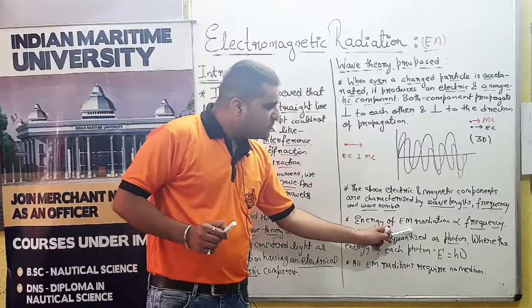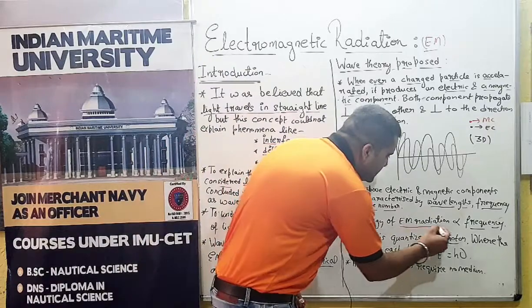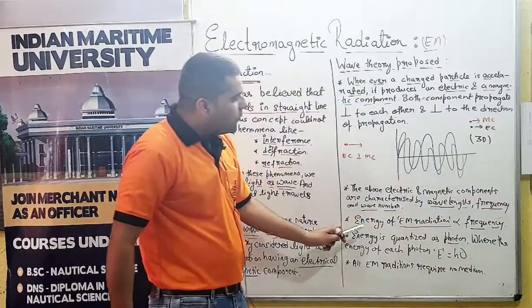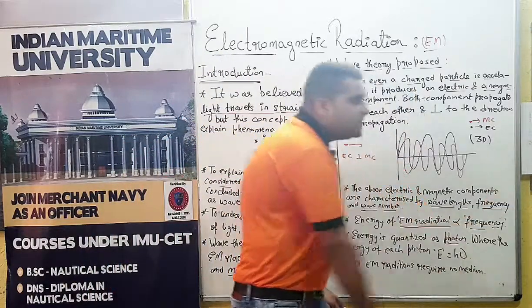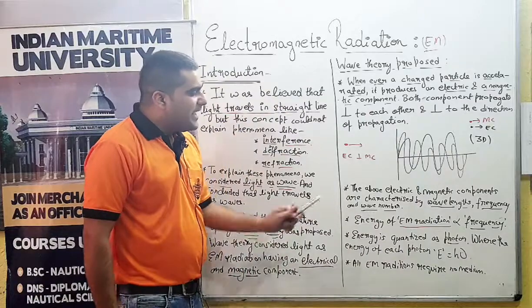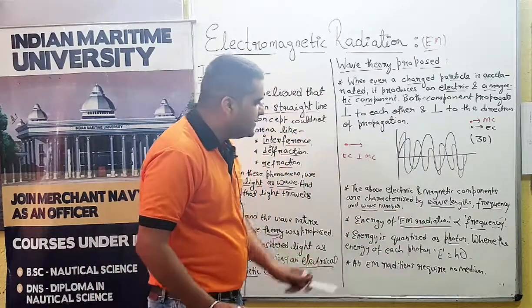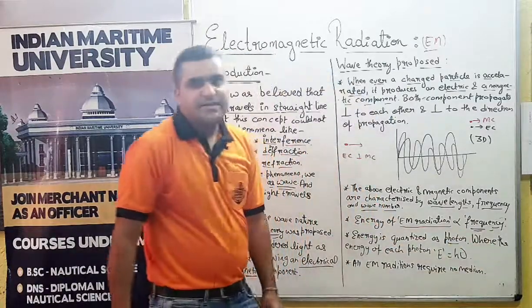The energy of electromagnetic radiation is proportional to the frequency of radiation. This is a very important point. The energy of electromagnetic radiation is proportional to the frequency of radiation, and it is independent of the wavelength and wave number of radiation. It is only dependent on the frequency of radiation.